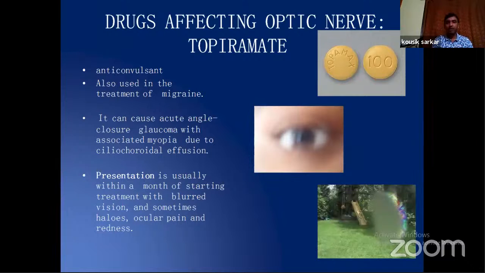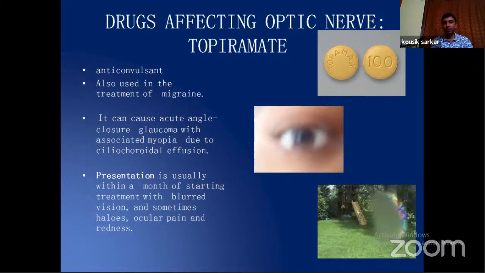Topiramate, a well-known anticonvulsant drug, can cause optic nerve damage along with acute angle closure glaucoma. The mechanism of acute angle closure glaucoma in topiramate therapy is usually due to ciliochoroidal effusion.